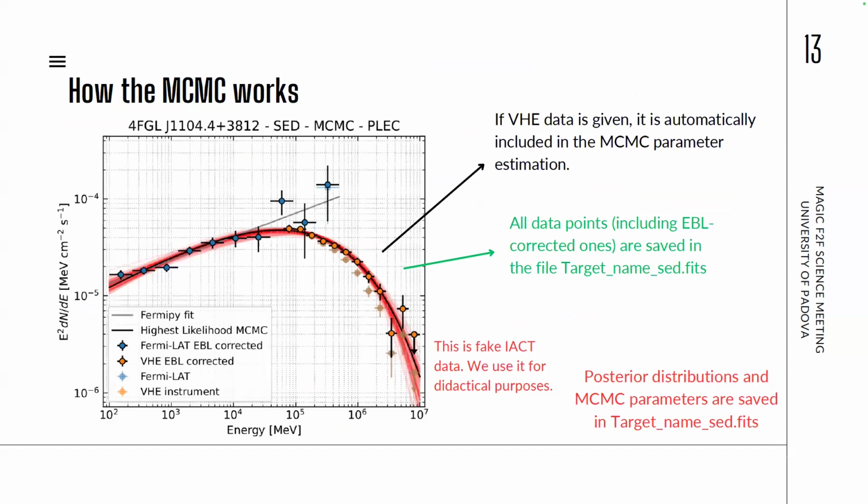Okay, this is the same plot I showed you before. So the very high energy data is automatically included in the fit, as you can see here. All of these data points are saved in this file called the target name underscore scd.fits. So you have access to the observed light curve and also the corrected light curve, as well as the best fit and the posterior distributions.